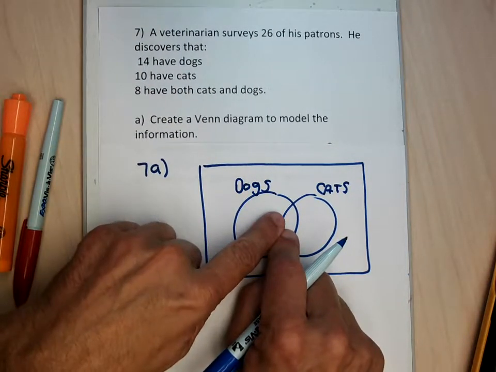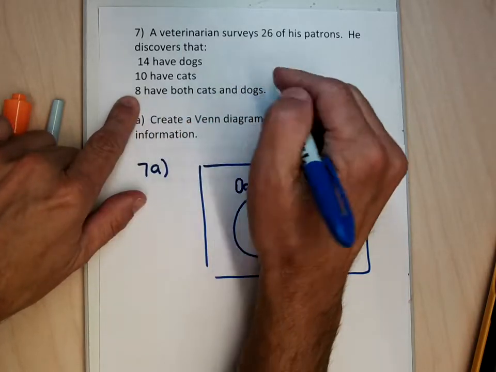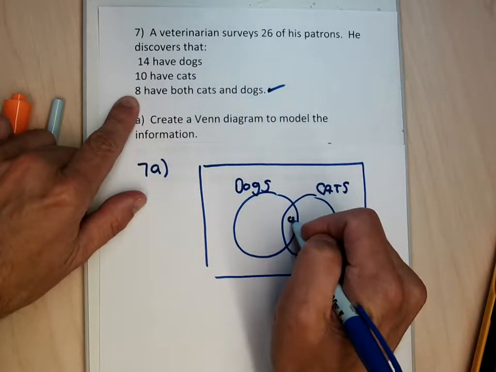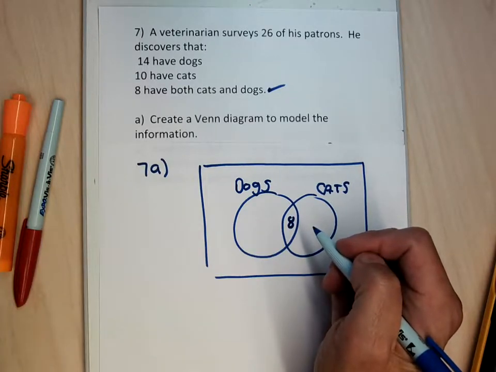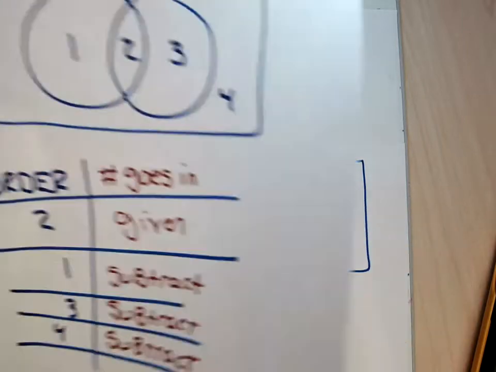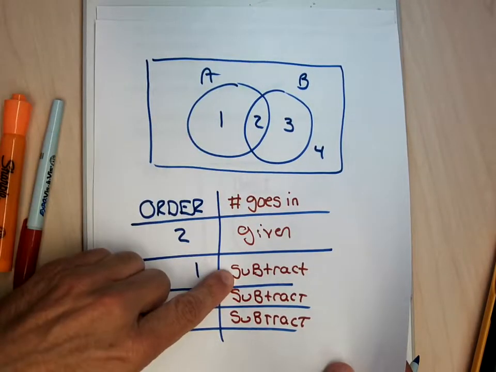That's part of the dog circle. That's part of the cat circle. These 8 right here, that number is going to go in region 2 as the 8 patrons that had both dogs and cats. Next, I'm going to do region 1, and I'm going to subtract.